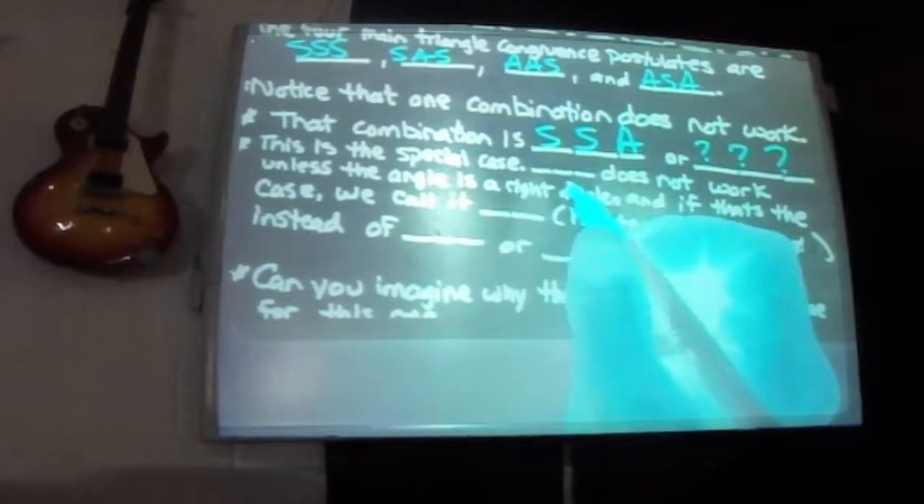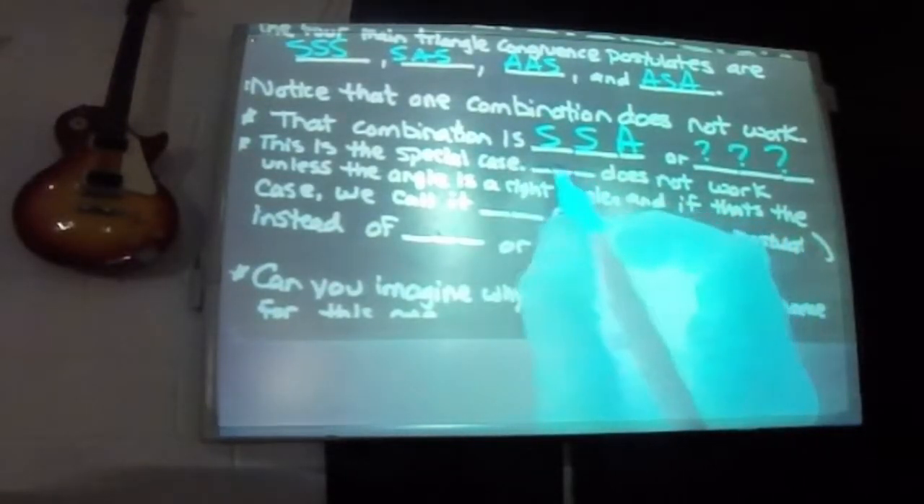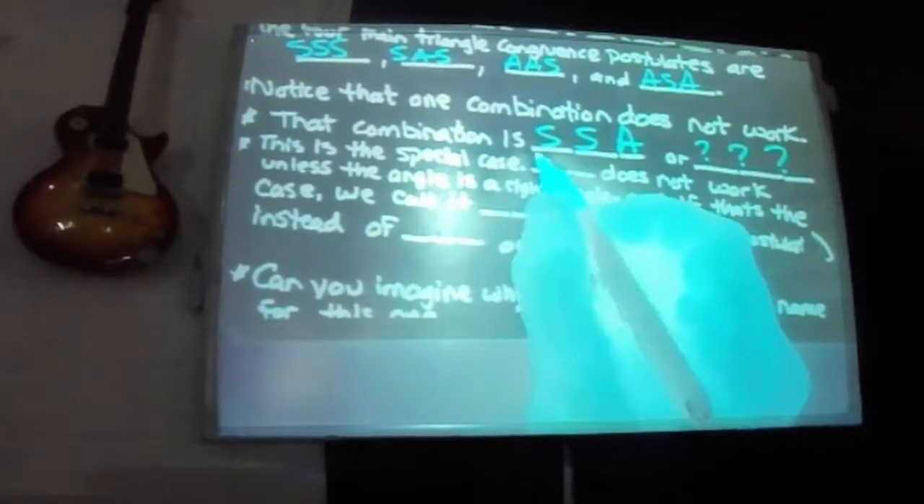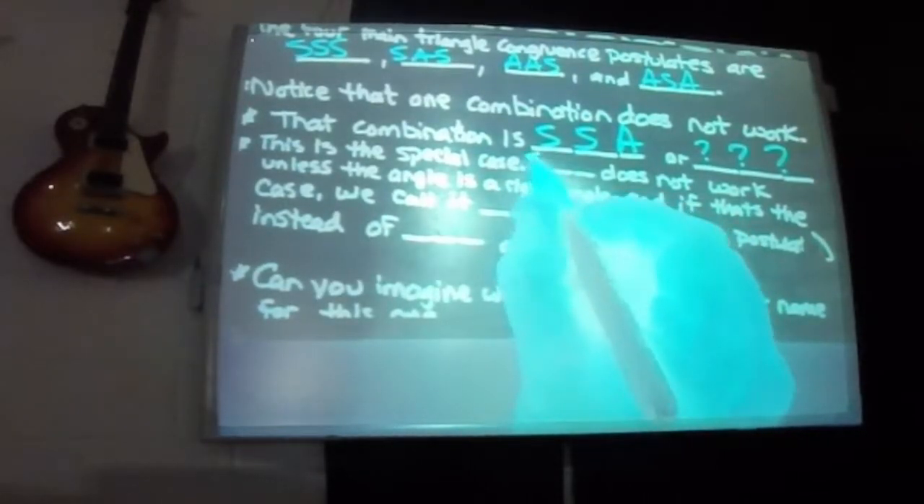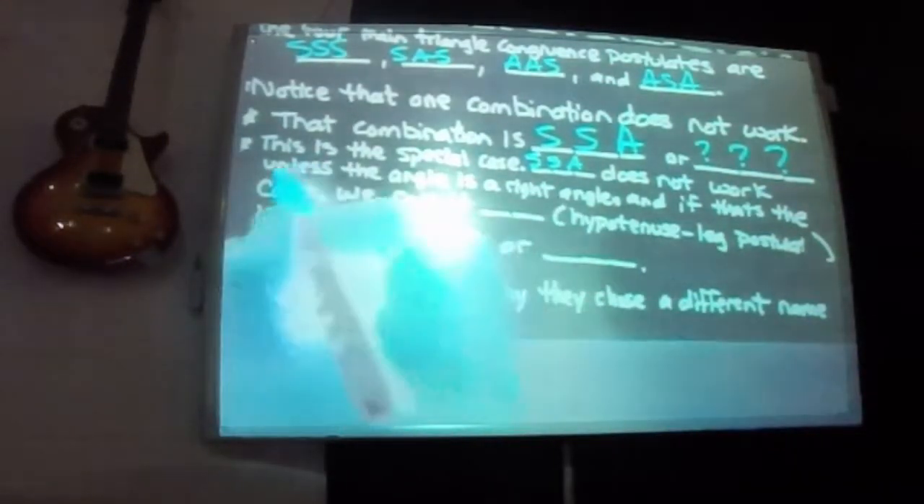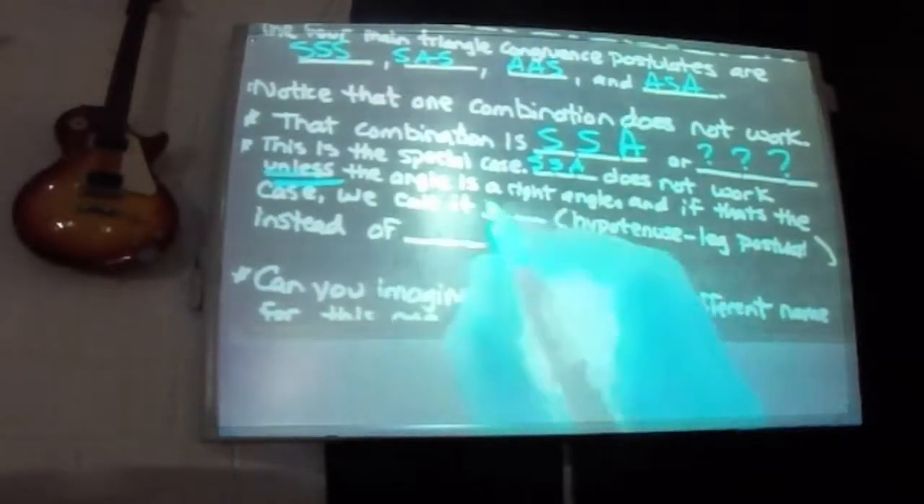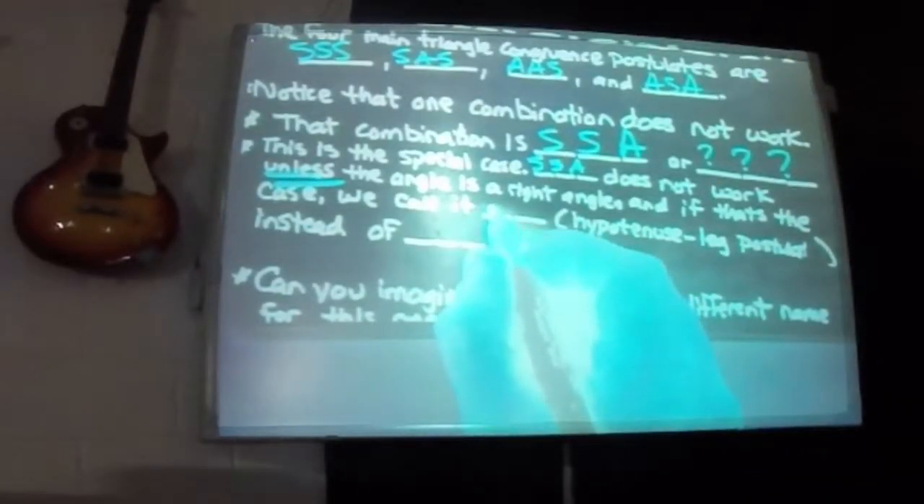But the thing is, remember, if it spells a bad word, it's because it's the one that's not a real postulate, so don't use it. Now, there is the special case that I talked about at the beginning. SSA, or the other one, does not work unless the angle is a right angle. So in the SSA, there's 1 A. If that A is a right angle, then that actually will work. That's the one time that the SSA will work.